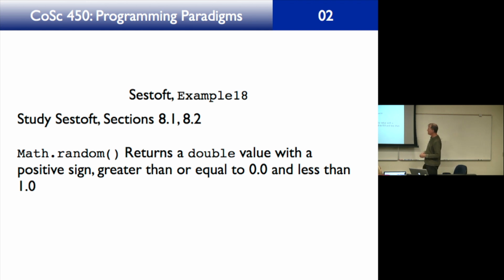Now this one shows, remember how we used the random delays? So this shows how Math.random works. Math.random returns a double value with a positive sign greater than or equal to 0.0 and less than 1.0.